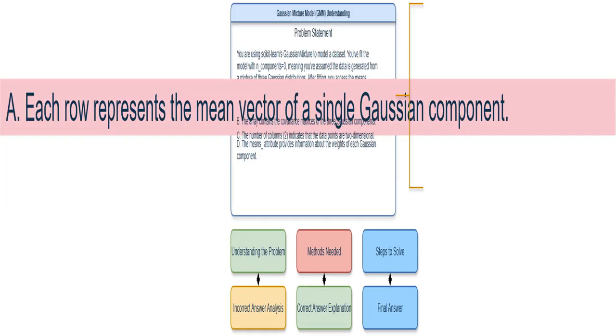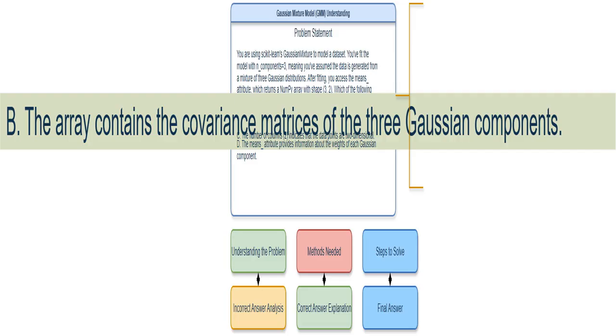This statement means each row in the array represents the average of data points belonging to one of the groups. Because it's a 2D array, each mean will have 2 numbers, like a coordinate. This is false. The GaussianMixture model stores covariance matrices in a different attribute.